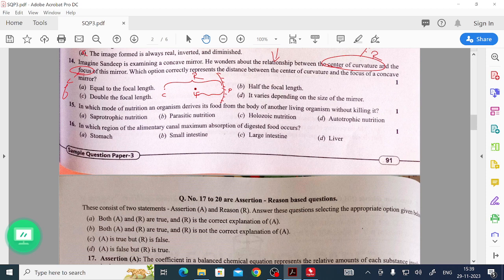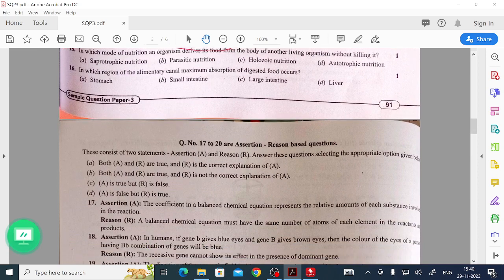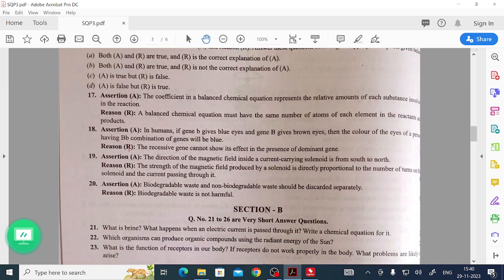So, what is the relation? R is equal to 2 into F. So, this is the condition. Now, say the formula. Say the answer. Option C. Think somewhat, then you can easily get the answer. Clear? The answer is going to be option C. Double the focal length. Next.